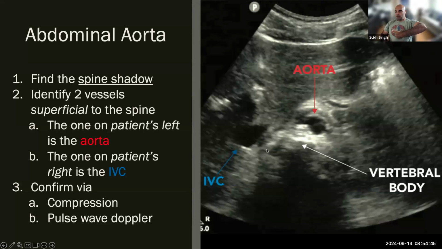Right, and just to give you guys an idea, you're putting the probe right here firmly. The probe indicator goes to the patient's right, and you push really firmly, and that's how you're going to get this view. And then you pretty much just drag that down to get the rest of the aorta, but you push firmly.